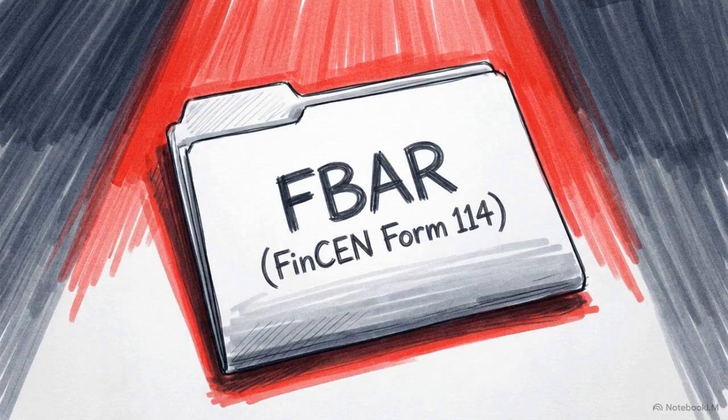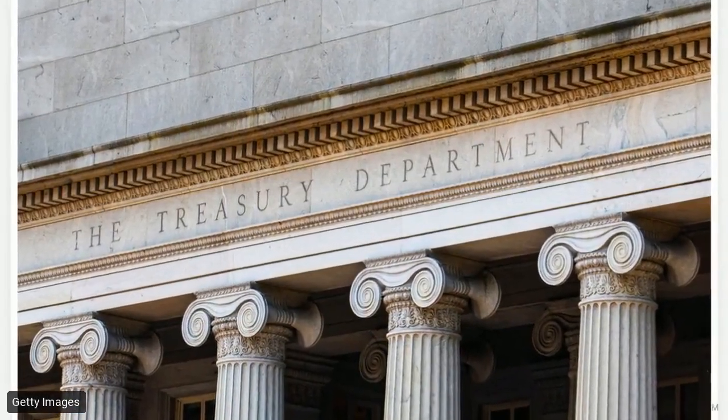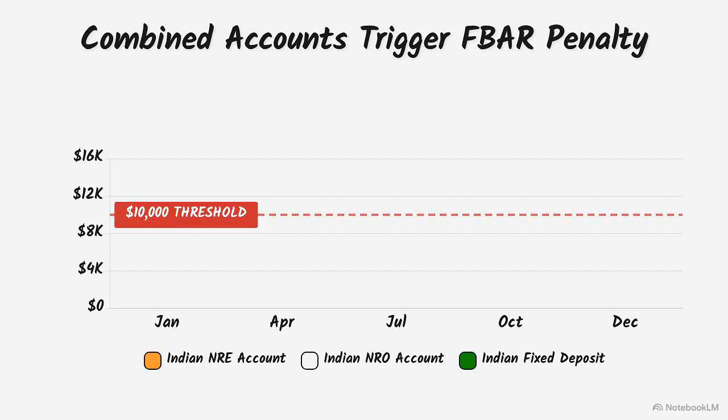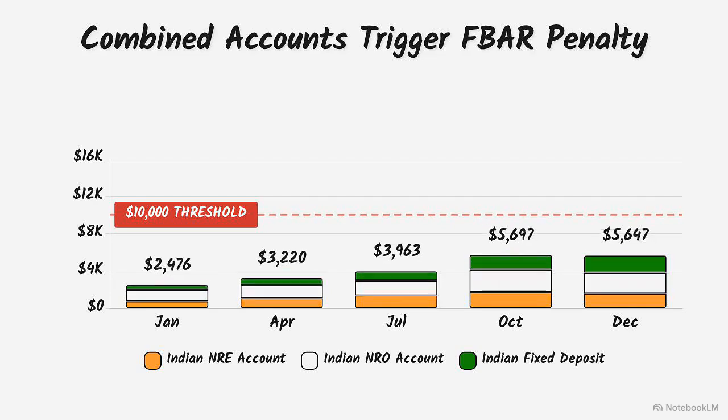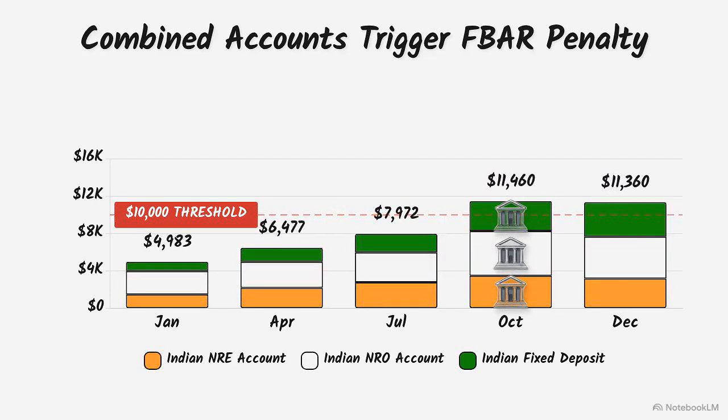That brings us to the most heavily penalized item on our checklist, the Foreign Bank Account Report, or FBAR. This form goes to the Treasury Department, not the IRS. This flashing threshold line illustrates the trigger condition. If the total combined balance across all of your Indian bank accounts exceeded $10,000 at any single point during the year, you must file an FBAR. The penalty for missing this threshold is steep.